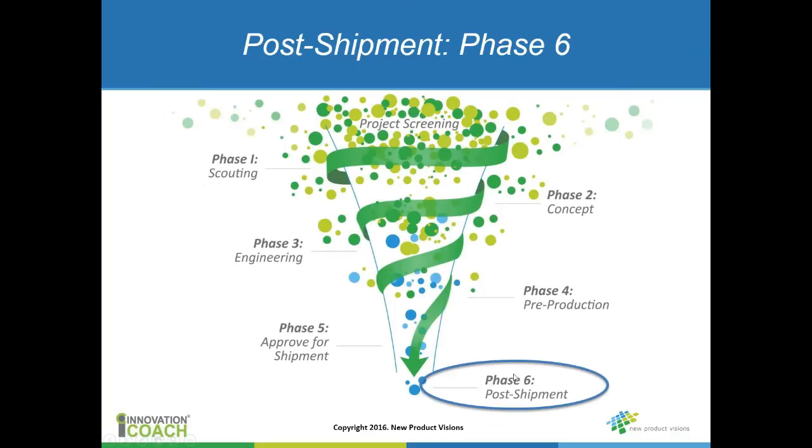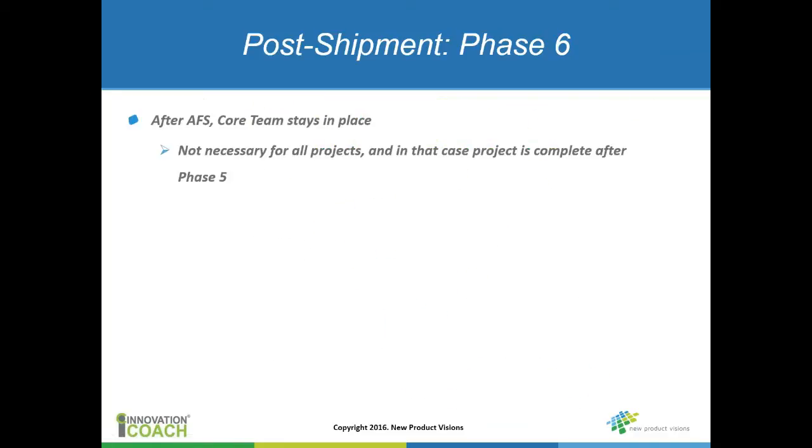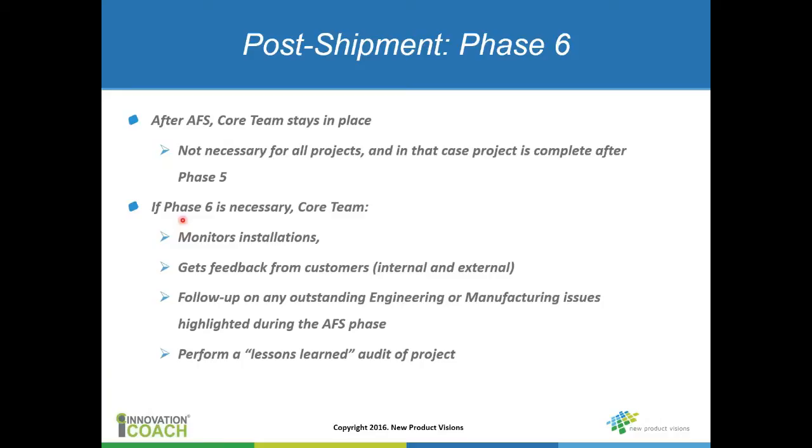Okay, so then the final phase might be a phase 6, a post-shipment phase. And in a post-shipment phase, the core team stays in place, and this might not be necessary for all projects. So in that case, if it's not necessary, then the project is done after phase 5. But if phase 6 is necessary, and you might want to do this for your more major projects, higher risk type projects, the core team is going to monitor installation. So they're going to get feedback from customers in the field organization about how the product is performing.